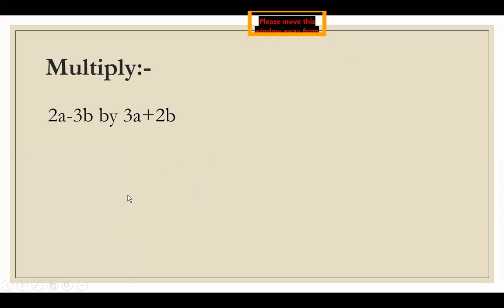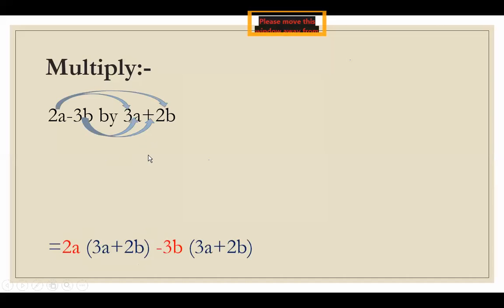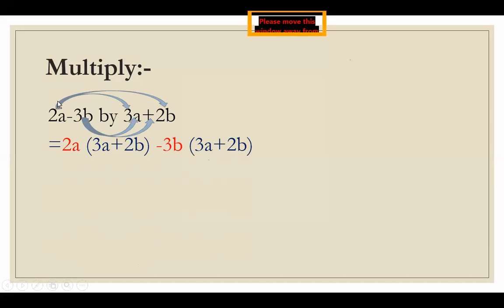Right? Now next question here, 2a minus 3b is going to be multiplied with 3a plus 2b. How can we multiply it? What I told you, Sumaya? First term, second bracket, then minus sign is there. So say minus sign, second term, second bracket. Okay, like this. First term, second bracket, then copy this minus sign from here.